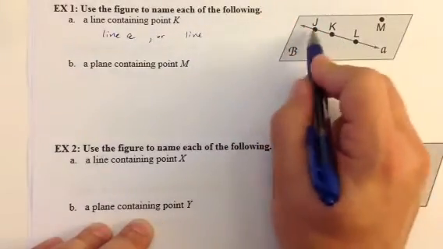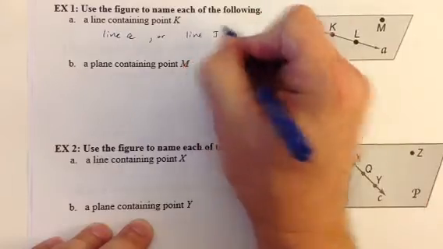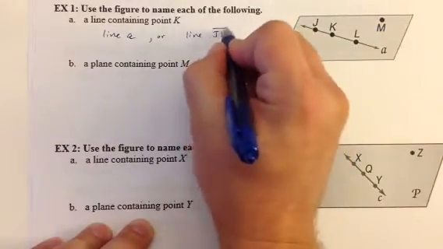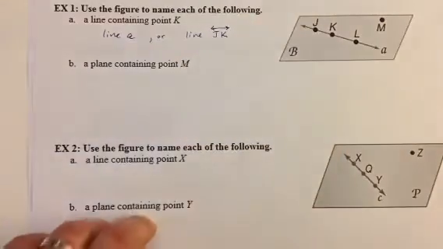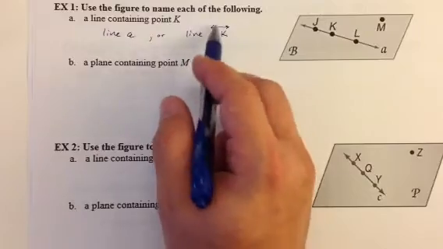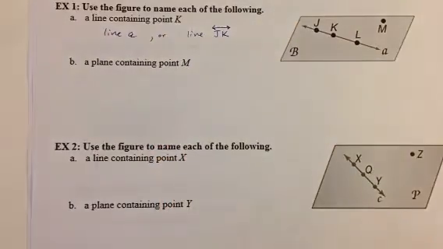You're going to pick 2 letters. I'm going to pick J and K. You could pick any of those 3 letters of those 3 points. And then we're going to draw a line above it. This is how you have to name it. Now, the word line here is optional, but you have to use this notation to name a line.